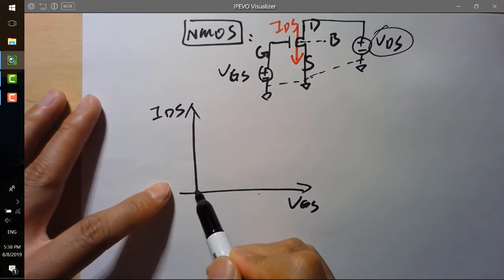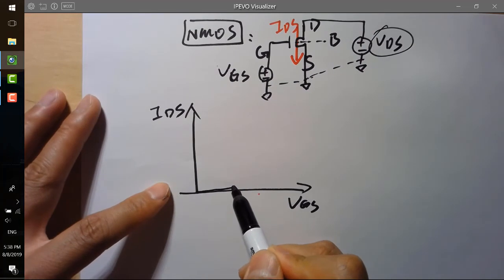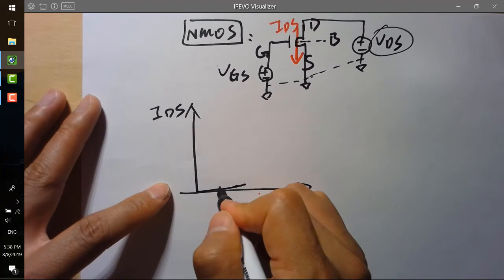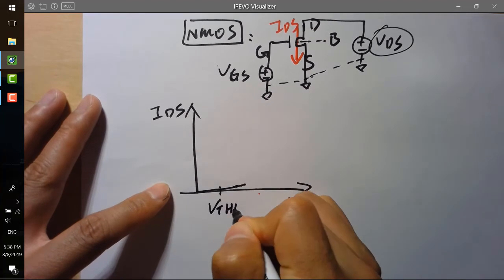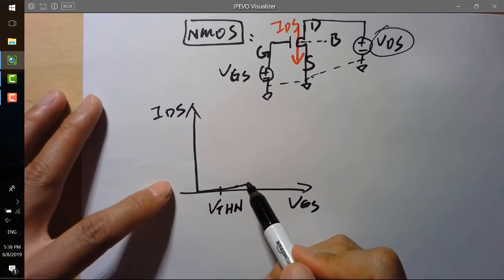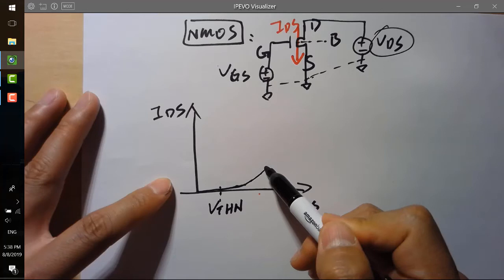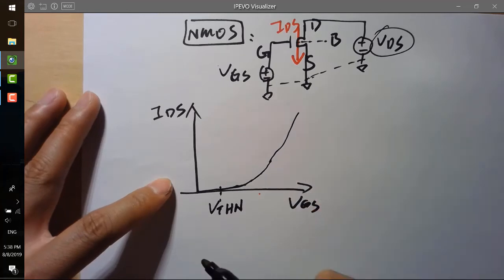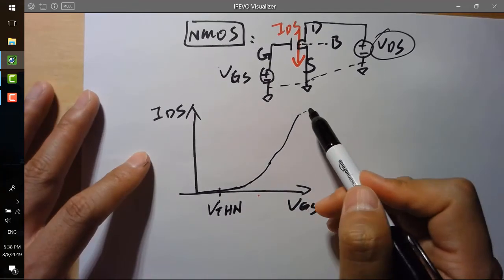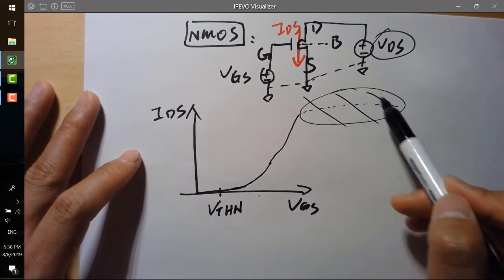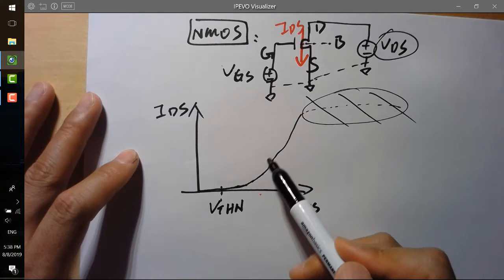So in the beginning, there's nothing. And after VGS is bigger than the threshold voltage, you will be able to see the current increase exponentially, like that. But finally, it's going to saturate anyway. But we usually don't draw this part. We just care about this part, okay?